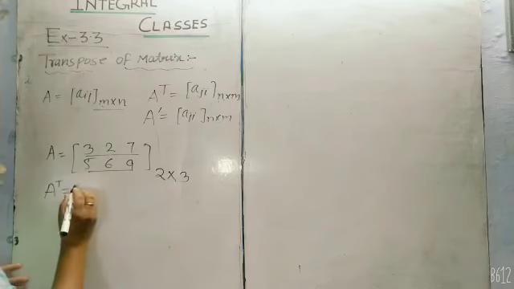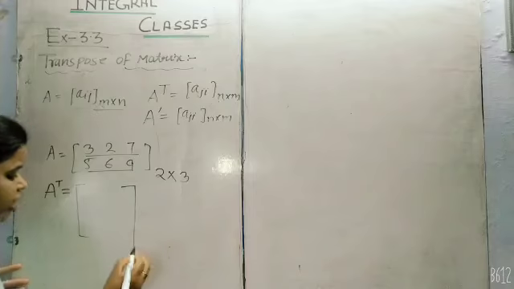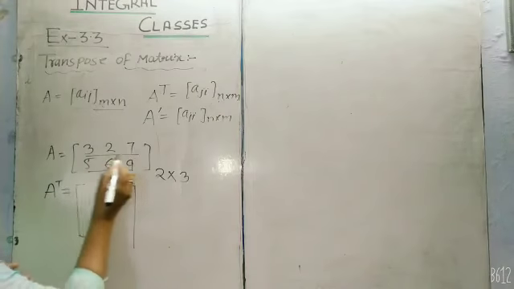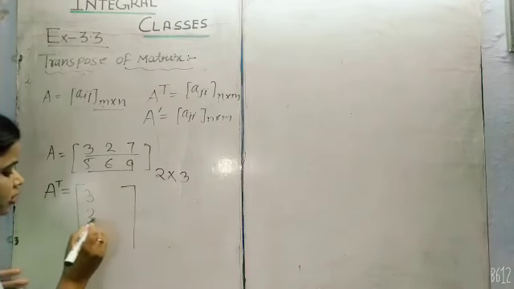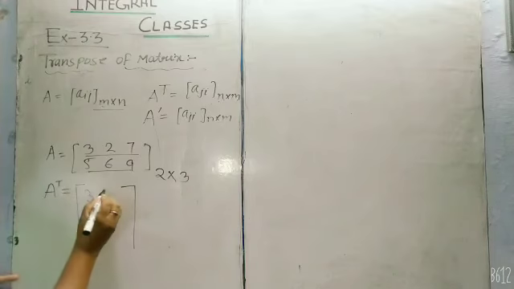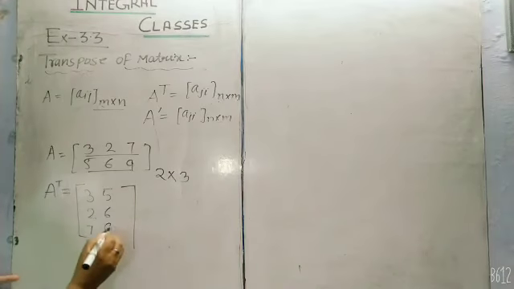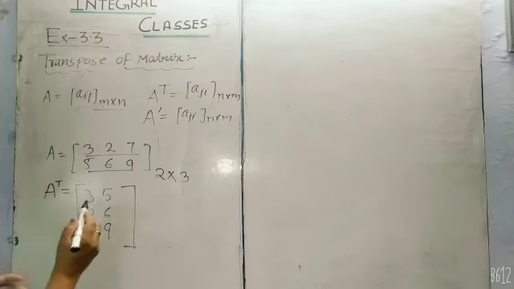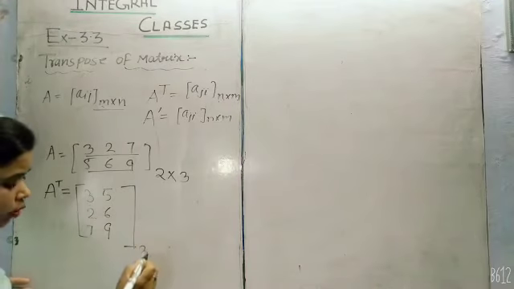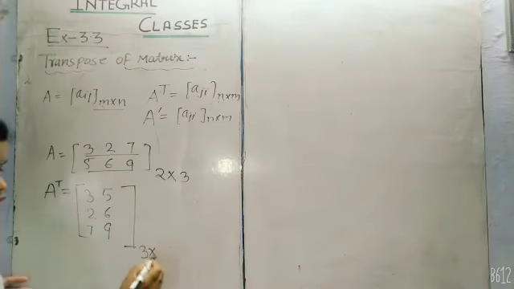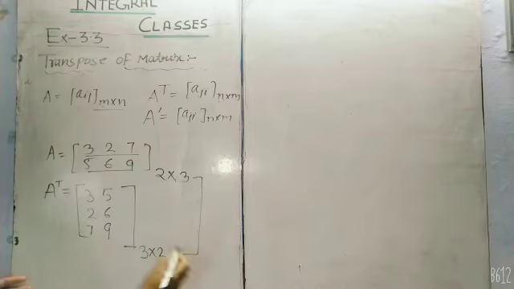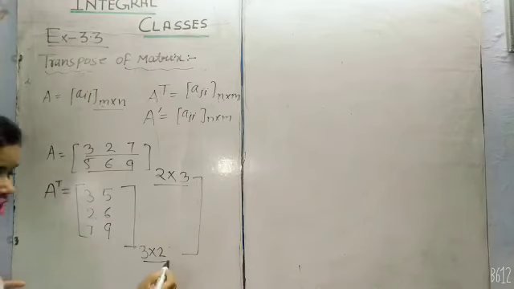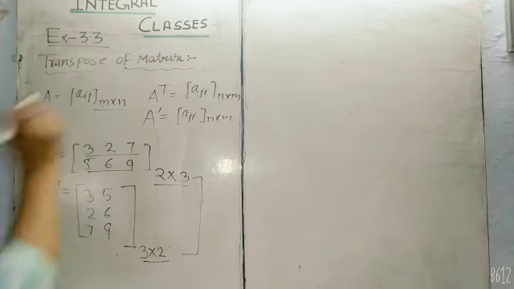Now we will transpose it and change rows into columns. The first row will become the first column. The second row will become the second column. So here, students, what is the order of this matrix? Now count: 1, 2, 3 rows and columns 1, 2. So, students, as we observe, 2 cross 3 changes into 3 cross 2. This type of matrix is called the transpose of a matrix.